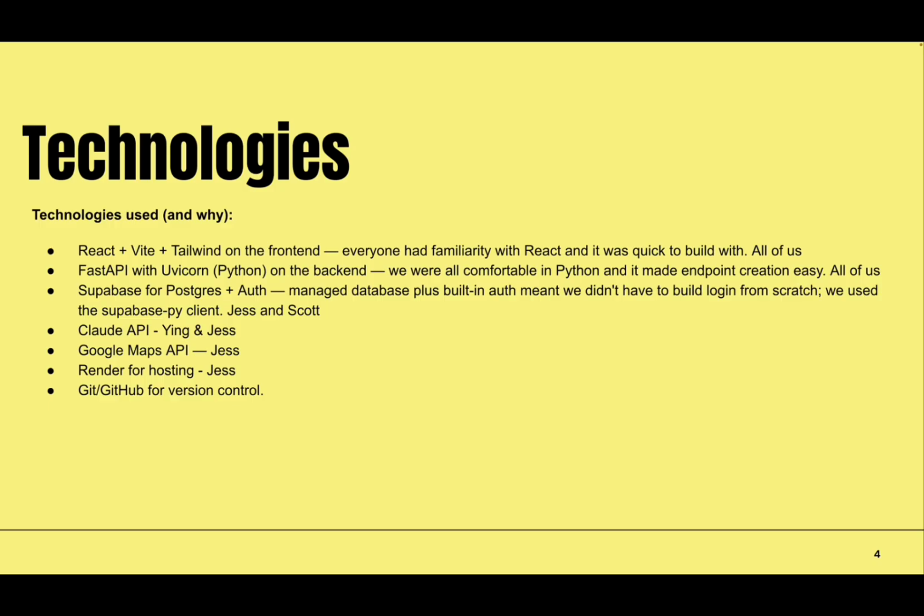Some technologies we used were React, because everybody had familiarity with React and it was quick to build with. We also chose Fast API, which uses Python, which we're all familiar with. And we wanted experience with asynchronous development. We also chose Supabase for both Postgres and authentication because it was super easy to use. We didn't have to build auth from the ground up.